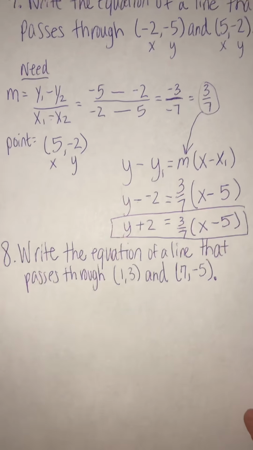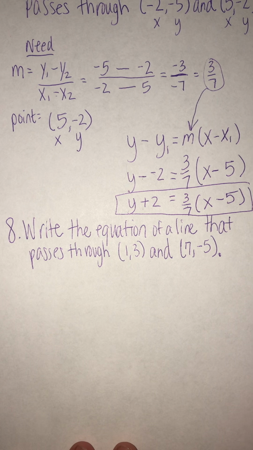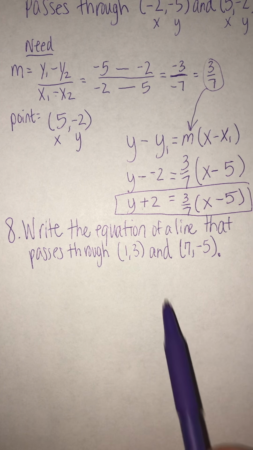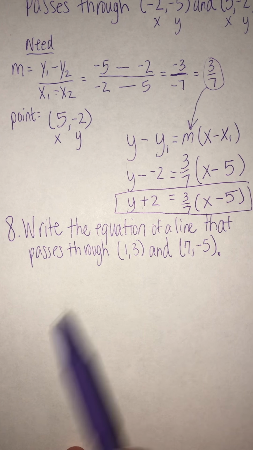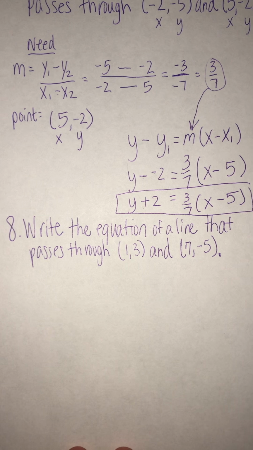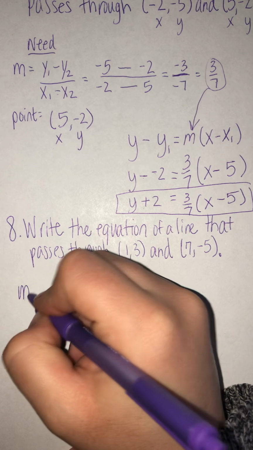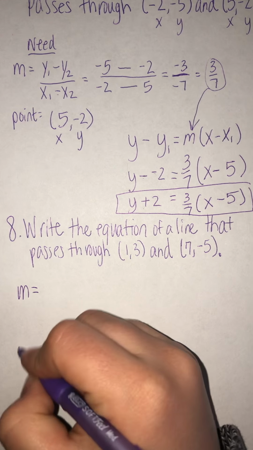Okay? Next question I'm going to go over with you is number 8. Last question of the worksheet. Similar to question number 7, you are given 2 points, with a little fewer negatives than the previous one, so a little easier. But you still have to find your m, your slope, and you need to pick a point.